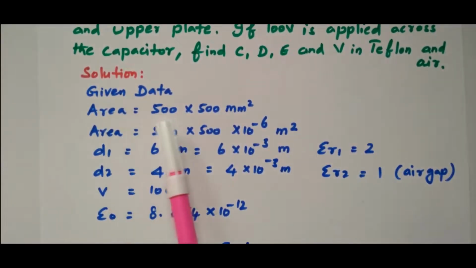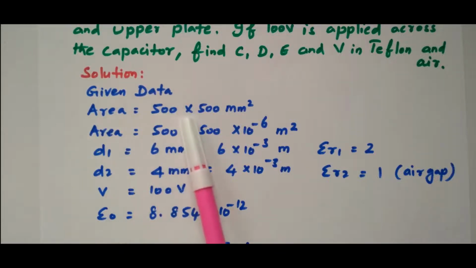So the side is given as 500 millimeter. So the area will be 500 into 500 millimeter square, right? Side into side. So millimeter square is converted into meter square; it is multiplied by 10 to the power minus 6. So 500 into 500 into 10 to the power minus 6 meter square, right? The distance D1, thickness of the first dielectric, is 6 millimeter, that is 6 into 10 to the power minus 3 meter. The thickness of the second dielectric, that is air, is 4 millimeter, that is equal to 4 into 10 to the power minus 3 meter, right?